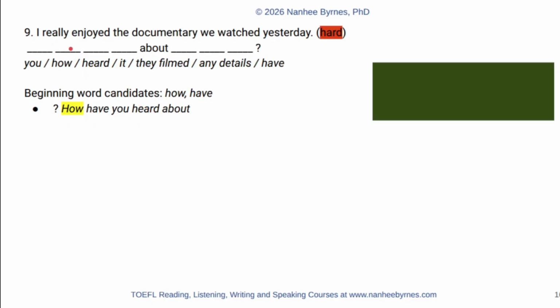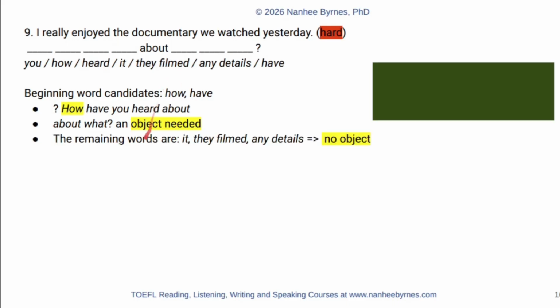So far, so good. Now we need an object for about. About what? The remaining words are it, they filmed, any details. But we cannot fill all the blanks correctly with this structure, so how does not work at the beginning. So let's try using have instead.